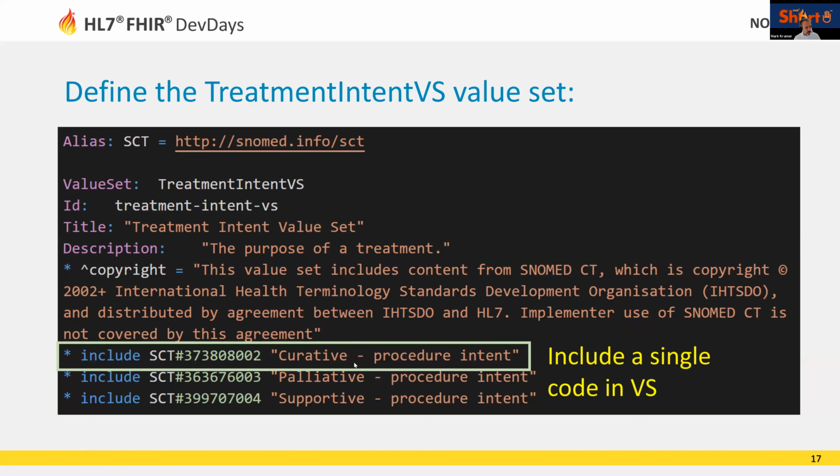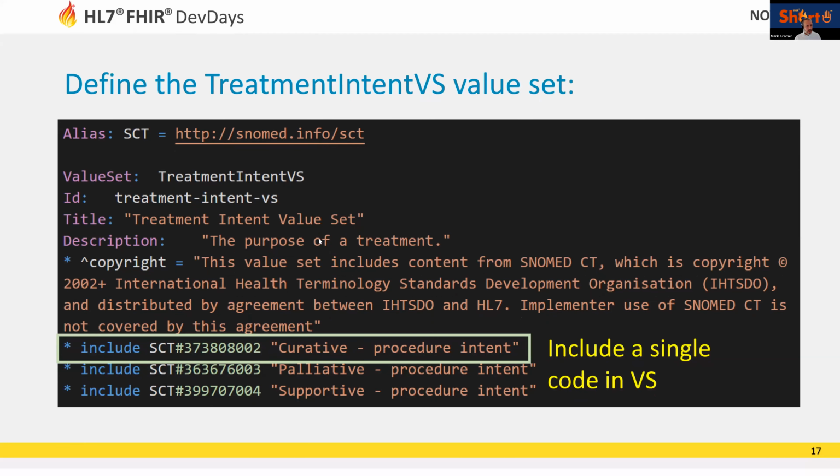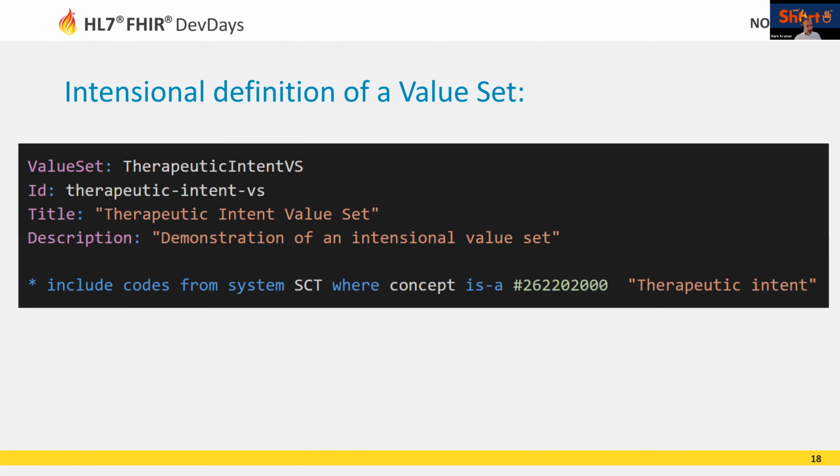And then here are the rules. There are 3 values in this value set. The syntax goes like this: include SCT, and then the number sign, the hash sign with the code, and then a string. And what's SCT? Well, that's an alias that we set up here. Again, for brevity, it's optional, but SCT just refers to SNOMED. So now we've almost completed this exercise. I'll skip over this for now.